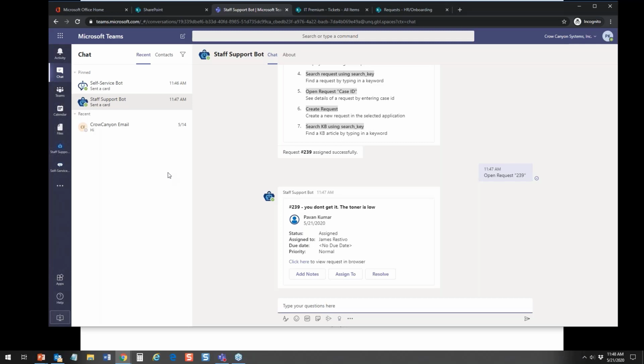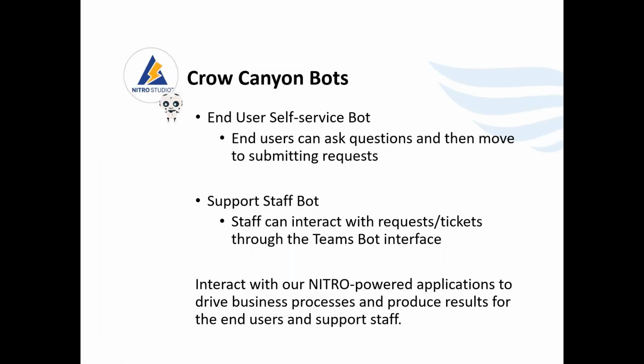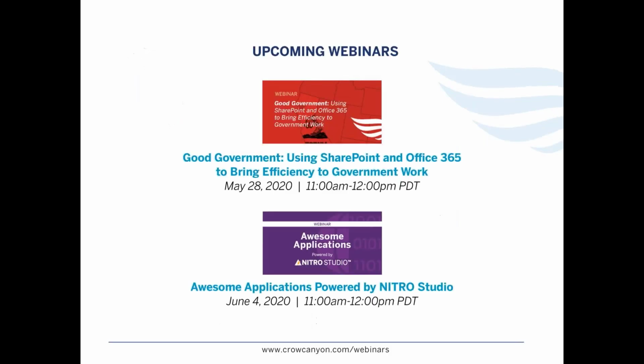This is making Teams, in my view, a lot more useful, functional, and capable by building business processes into the Teams interface. It isn't just chit chat. This is actually performing real business functions that are useful to the organization. So this isn't frivolous, trivial stuff anymore. This becomes real functionality. And what we do here at Crow Canyon, of course, we do Nitro Studio and the Nitro-based applications, but we're moving much more into the bot world.